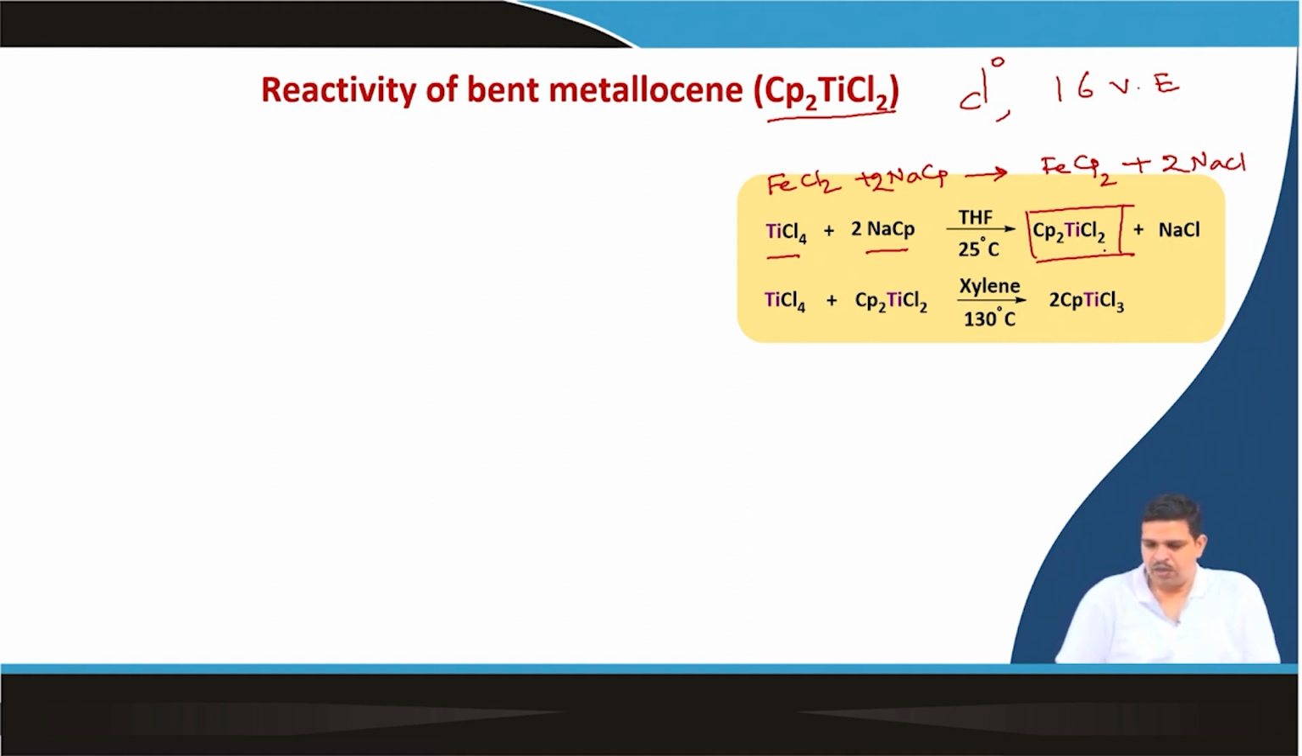And you can also synthesize the CpTiCl3, that is 1 Cp ring and 3 chloride bonds, using the Cp2TiCl2 and 1 equivalent of titanium tetrachloride. So the synthesis is not really difficult, quite easy and straightforward, as you saw for the ferrocene synthesis.